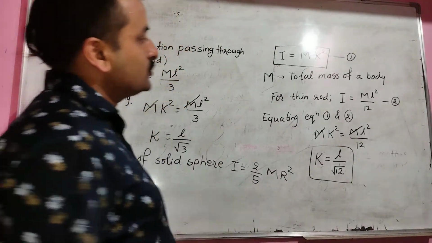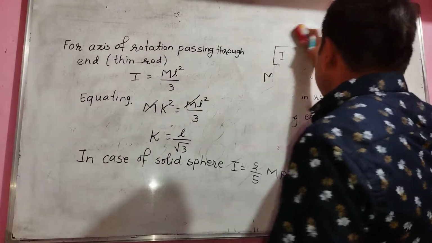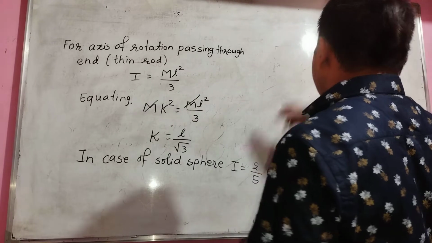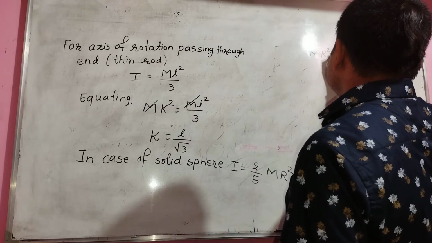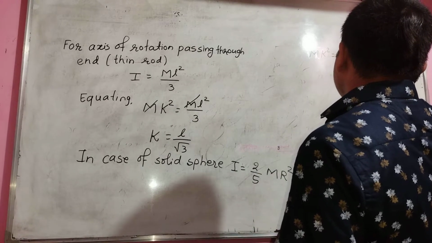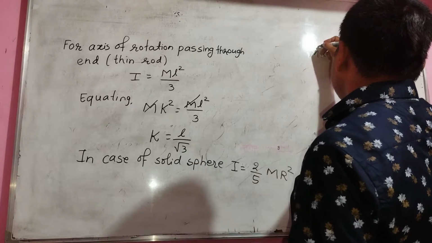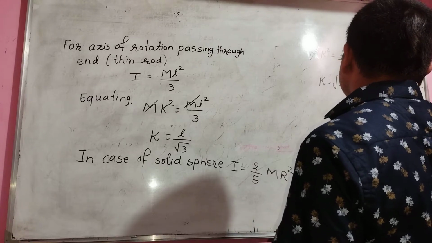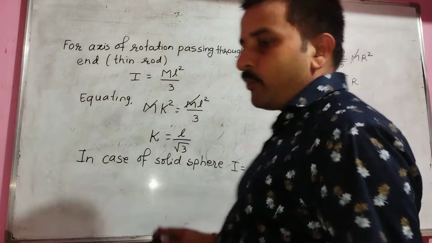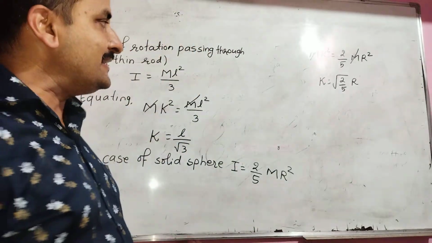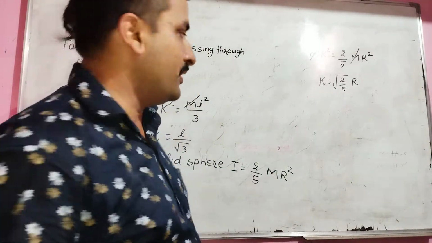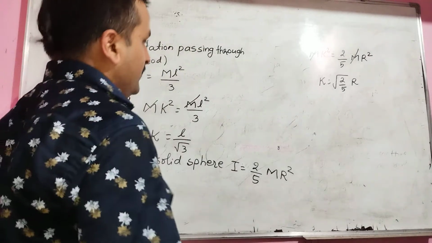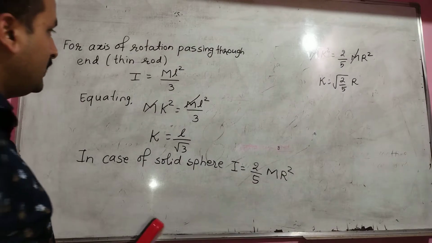Here also, for the solid sphere, we can calculate similarly as we did before: M K square is equal to 2 by 5 M R square. Here again M cancelled, and K is equal to root over 2 by 5 times R. So this is the process of how we can find the radius of gyration for any body. This is what I wanted to highlight here. Now I will move to another topic.